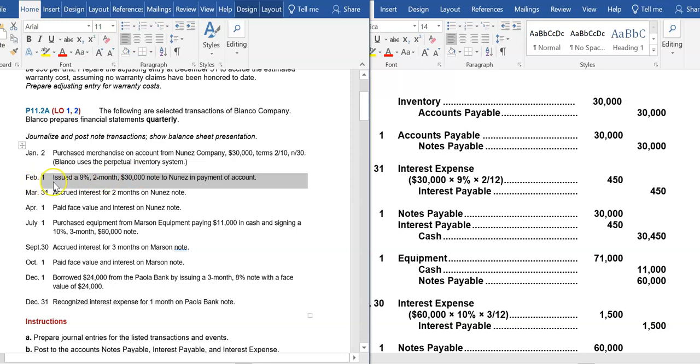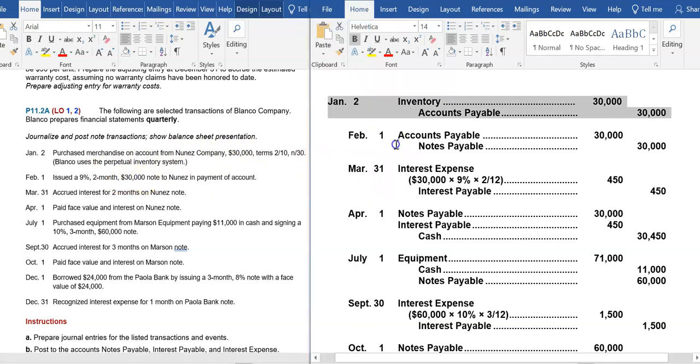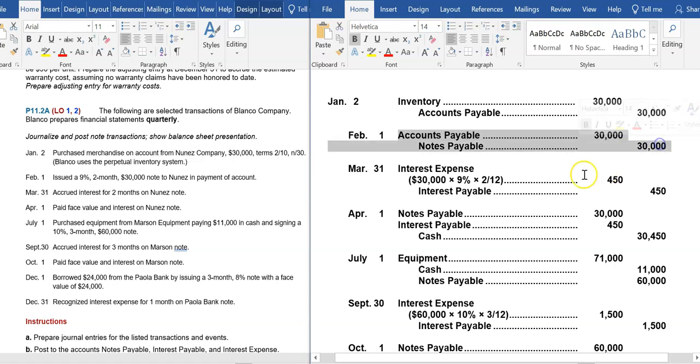Essentially what has happened on February 1st is we have paid off the account payable by issuing a note payable. So in the general ledger, we would need to decrease accounts payable, debit the account payable liability, decreasing, and we credit notes payable, increasing the liability for the new liability. Here we're just updating the general ledger to show that the liabilities have been changed from an account payable to a note payable.